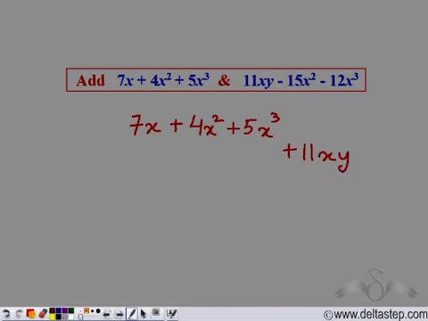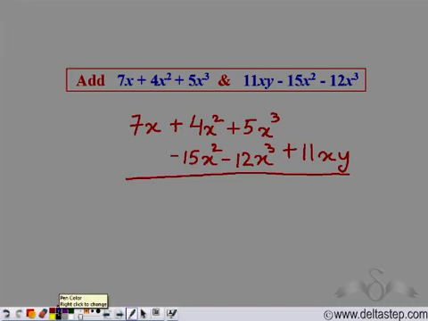Negative 15x square. Do we have an x square term here? Yes. So negative 15x square is written here. Negative 12x cube. We have an x cube term, so we write it here. So this is what we get. And now we add it. So what have we done actually? We have written all the terms with like terms one below the other in columns. And now we add this.